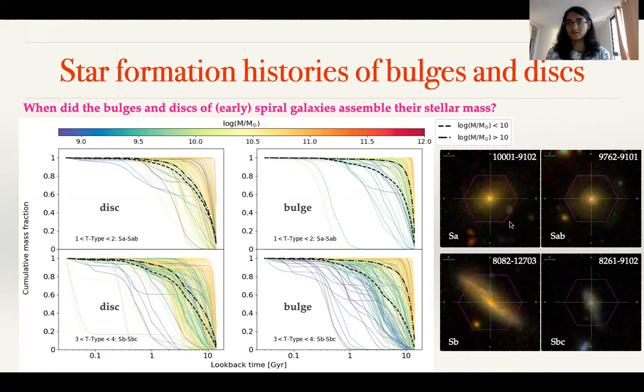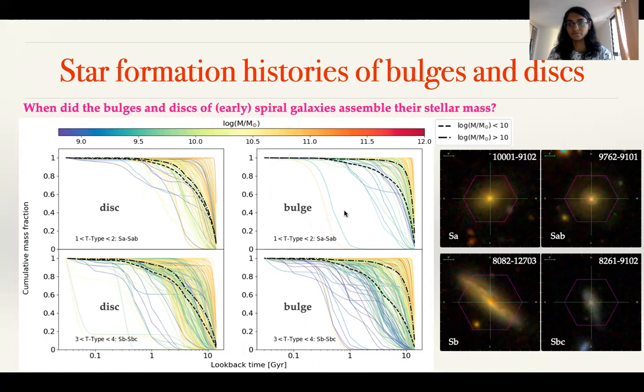On the right, we have a couple of SDSS images of these early-type morphologies. And here we have the star formation histories of the Sa and SAB types in the upper panels, and the SB and SBc galaxies in the lower panels. This is represented by the mass fraction assembled by each component as a function of lookback time, with the ages in each panel starting from the age of the universe on the right, moving towards present times on the left. These plots are color-coded by the respective disk and bulge masses, with the highest masses in red and the lowest masses in blue.